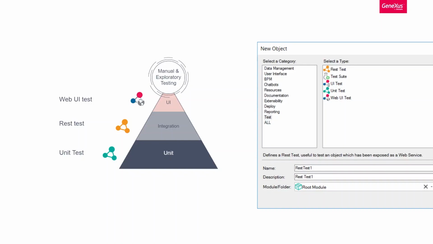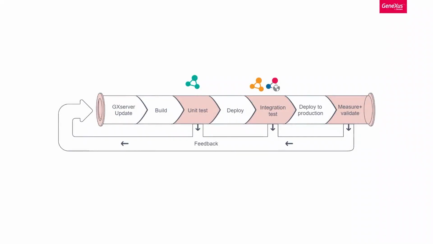User interface tests in GeneXus are implemented with Web UI test objects. You also have available a test suite object in which it is possible to group different kinds of tests. The automated tests will be added in the pipeline to check the application behavior after each change in the different environments.